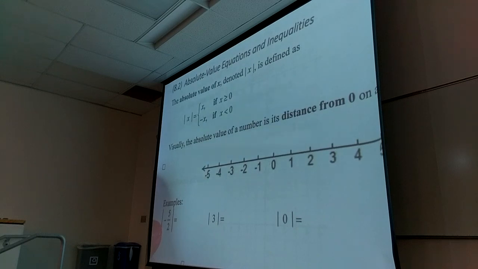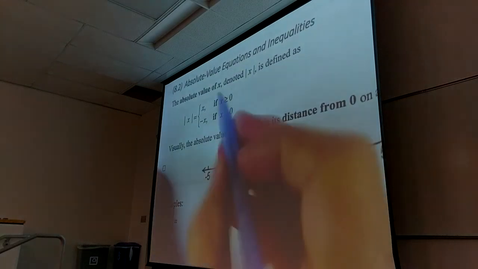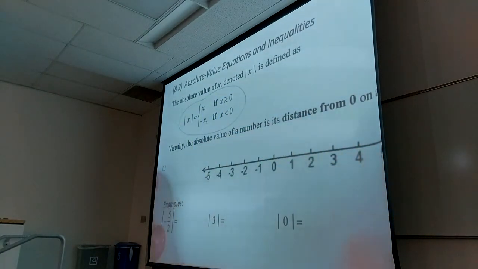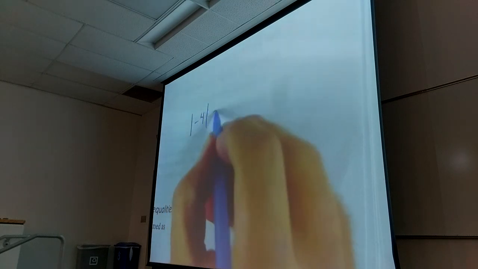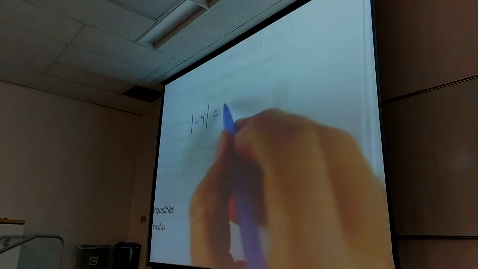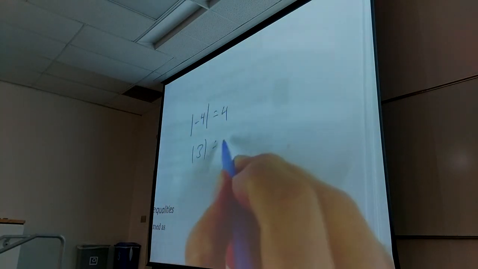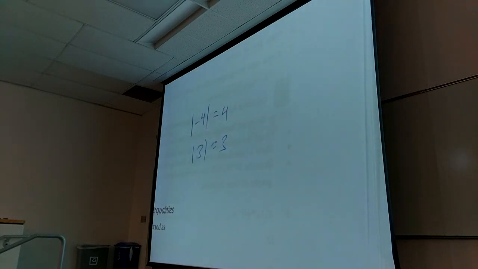Oh, I don't know if I've said this yet. Did I freak you guys out earlier this semester with this? All right, so let me freak you out now. What is the absolute value of negative 4, for example? 4. Well, what's the absolute value of 3? 3. So does the absolute value always do the same thing? Not really. Did it do something to 3? No. Did it do something to negative 4? Yes. So let me ask you again. Does the absolute value always do the same thing?